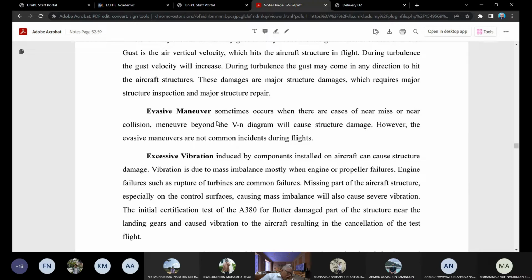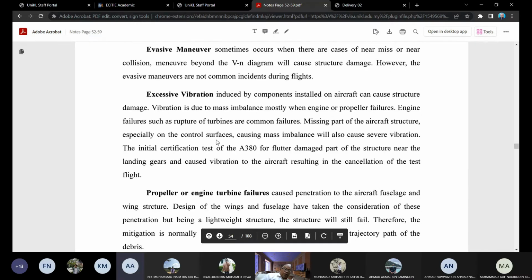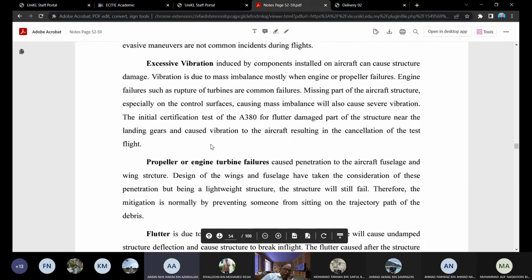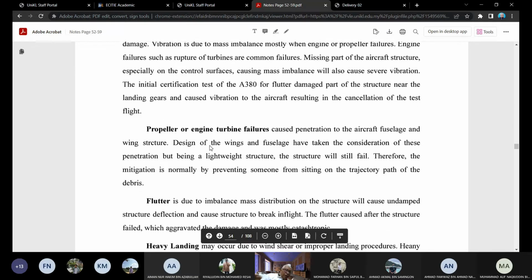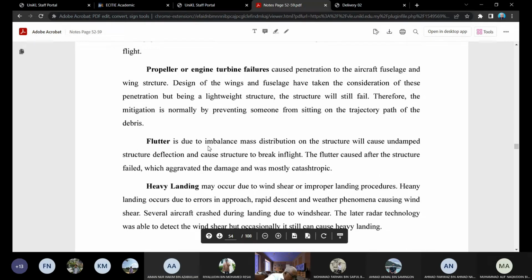Severe vibration will cause failure on other parts of the structure. Propeller, some aircraft may lose the propeller tips and that also causes vibration. Flutter is another issue. Flutter is because of aerodynamic instability.